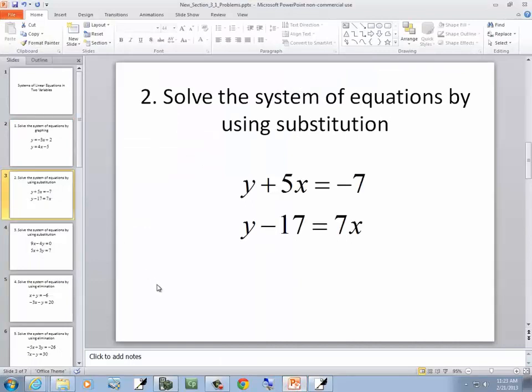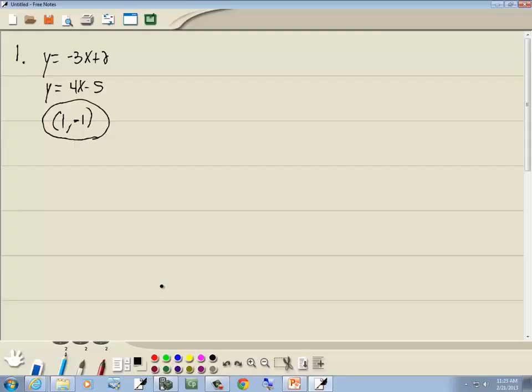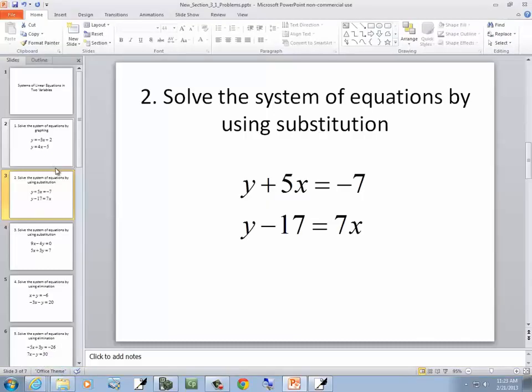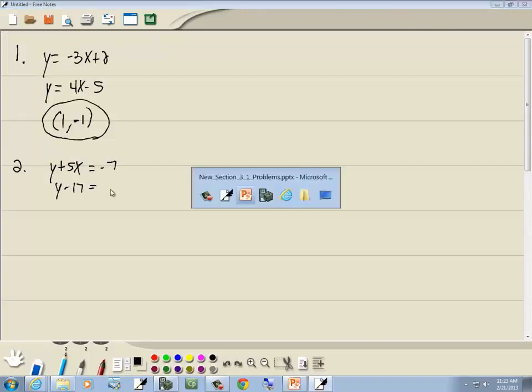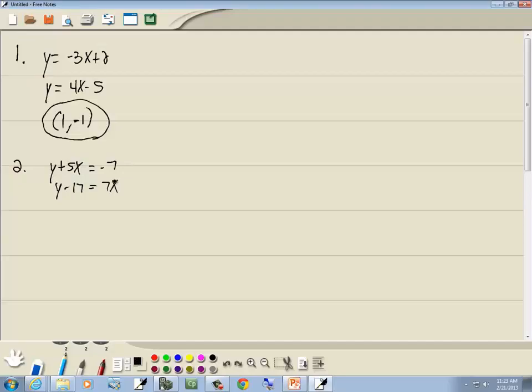Okay, let's take a look at this one. We want to solve this system of equations by using substitution. We've got y plus 5x equals negative 7, and y minus 17 is equal to 7x. And this is substitution. Now we're trying to find out what x value and y value causes this to be true. Does x equals 1 and y equals 2 cause this to be true?